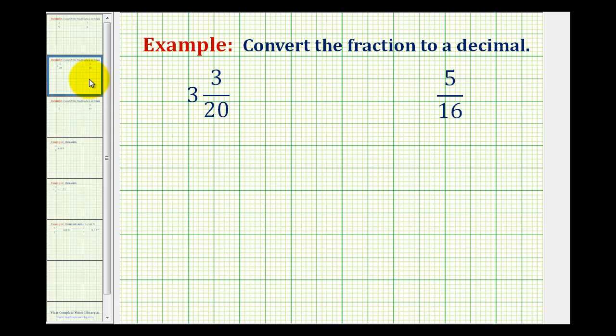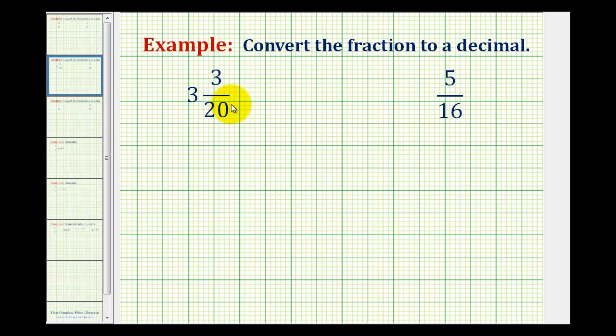We want to convert the following fractions to decimals. And there are two main ways of doing this. If we can look at the fraction and write an equivalent fraction with a denominator that's a power of 10, like 10, 100, or 1,000, then we can just convert it to a decimal using place value. Otherwise, we'll treat the fraction as a division problem.